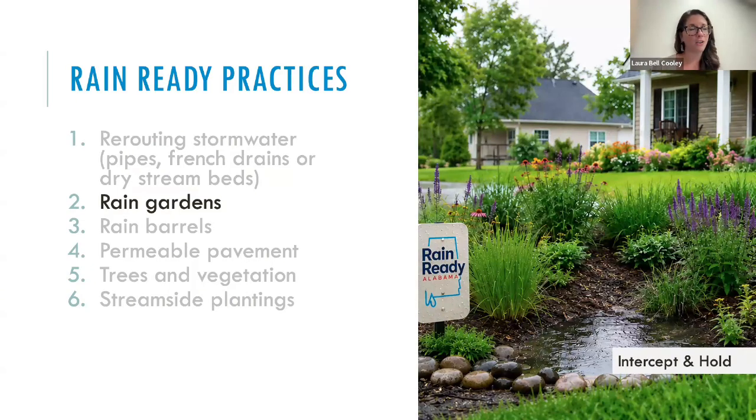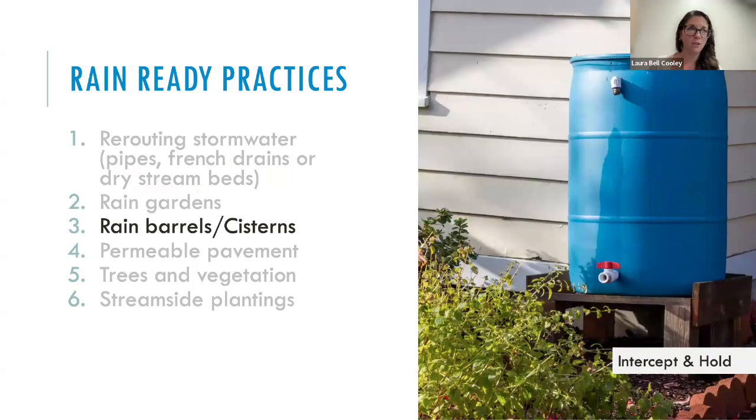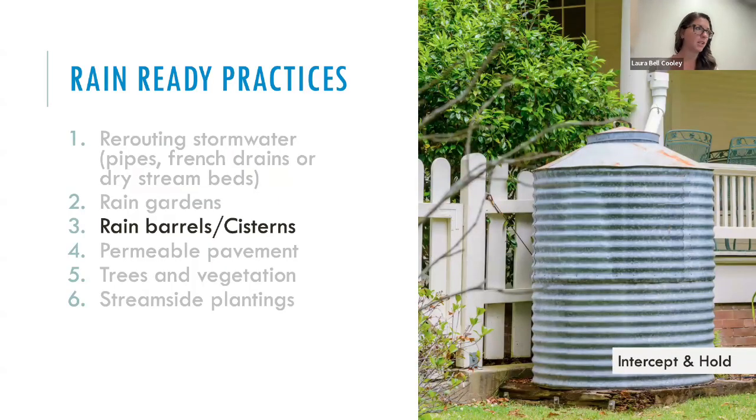Rain gardens are another great example. Rain gardens kind of temporarily catch and hold stormwater and let it seep back into the earth. Rain barrels are another option. They intercept and hold that stormwater and then let you decide when and where you want to release it back into your landscape. Rain barrels and cisterns. I should have included cisterns. Cisterns are serving the same kind of purpose, but they're just much larger.